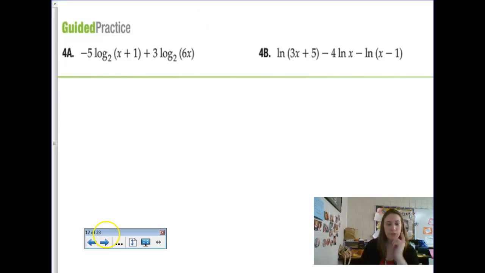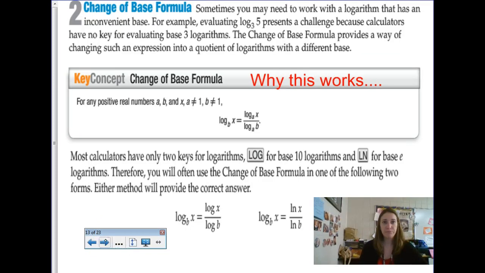Alright. So, guided practice questions. Remember, these are not on your notes anywhere. For the sake of time, I'm going to skip over these guided practice ones because I don't have a ton of time left. I've got a class coming in 15 minutes, so moving on.